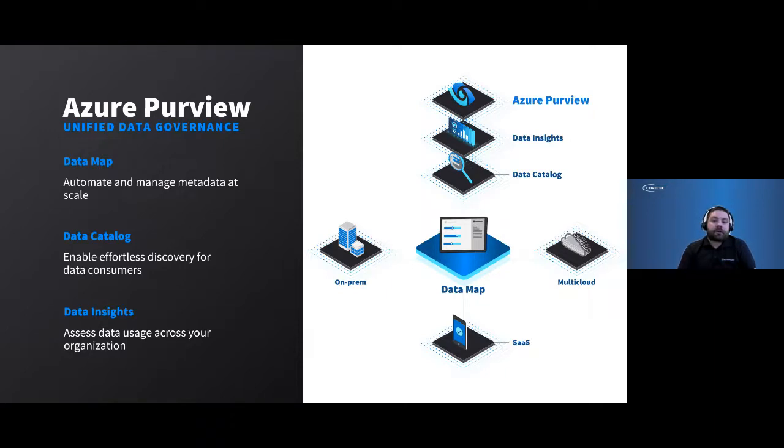And that pulls it in from on-prem, multi-cloud, SaaS. And then from there, it builds a data catalog so that your data consumers can find the different data sources and assets that you have in a quick and easy way. On top of that, there are data insights, where more of the organization, probably on a regulatory or management side of your data, can look at everything as a whole and get insights into how the data is being used and accessed.